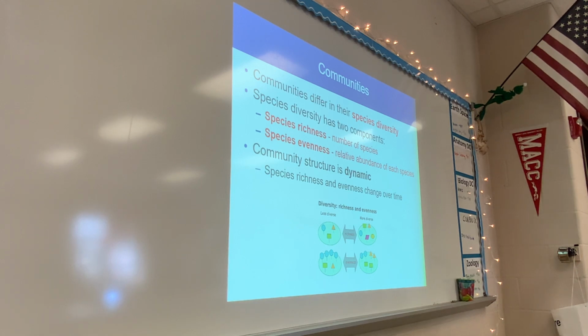Also, it's important to remember that diversity is dynamic. Dynamic means it's constantly changing, it's constantly in motion. It's not going to stay the same. It's not stable, and there's a lot of change over time with this. It could be very rich at one point with lots of numbers, or it could be very even at one point and then not very even the next. So there's going to be a lot of change with this.